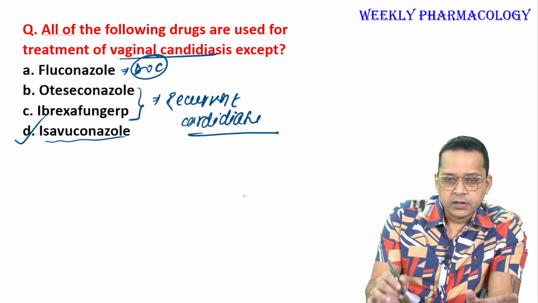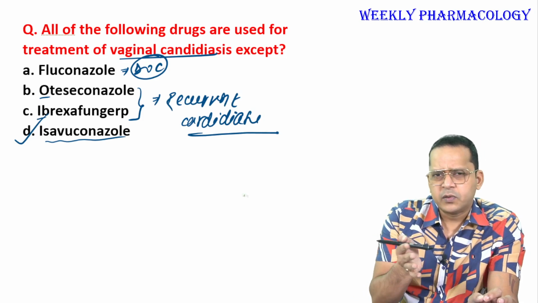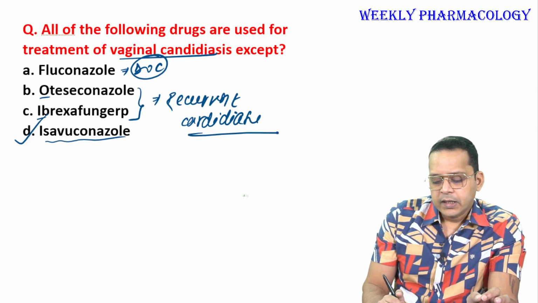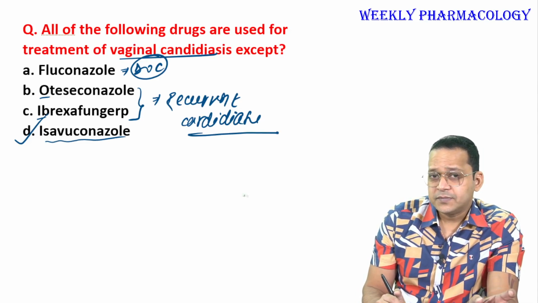So this is what we learned, guys. These are two new drugs, oteseconazole and ibrexafungerp. They have been approved in the last 2 years, 2021, 2022, somewhere there. And because recurrence nowadays is getting quite frequent, I have a hunch they'll ask these two drugs in the upcoming times. Don't get surprised if they ask in INICET.